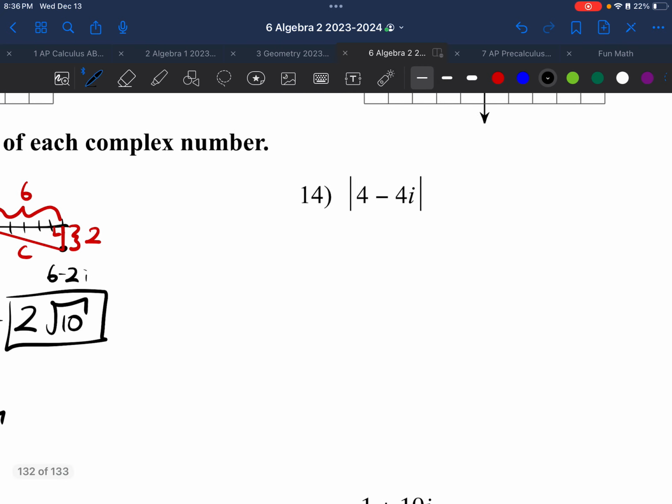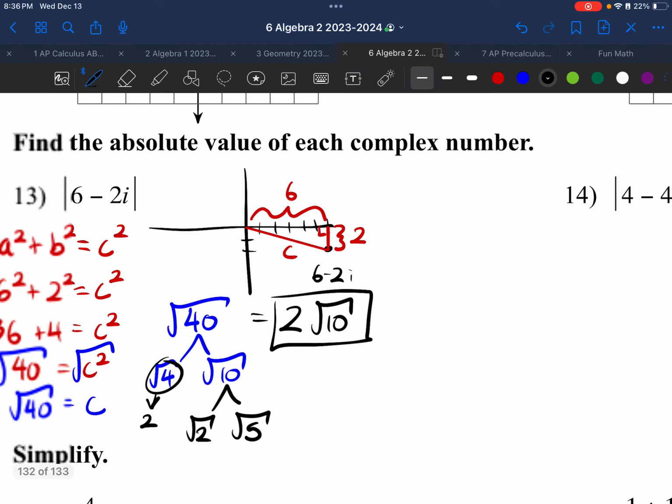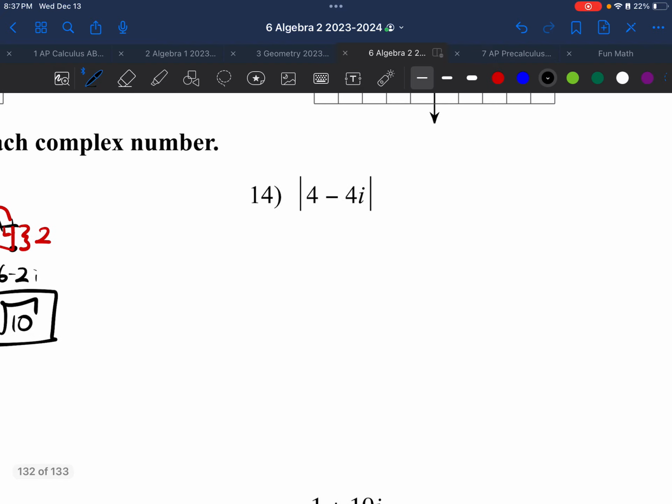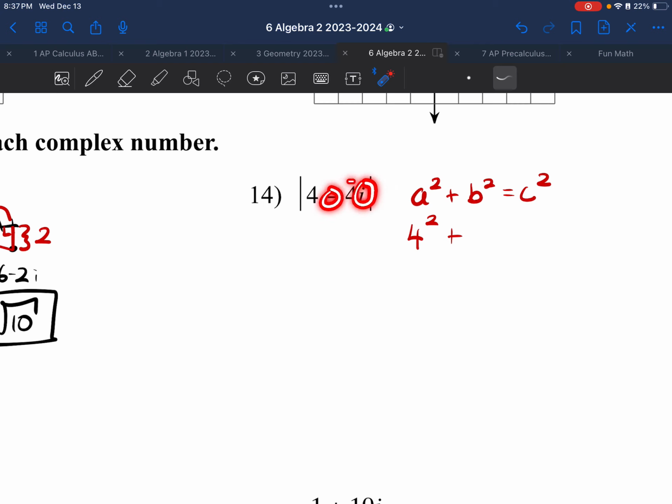In number 14, I'm doing the same thing. I used a graph last time, but this time I'm going to take my shortcut and simply plug into the Pythagorean theorem. Again, the Pythagorean theorem is a squared plus b squared is equal to c squared, where c is my answer. A is going to be 4 squared. B, again, I ignore the negative, and I'm just pulling out the 4, and I'm leaving it here. 4 squared, and that's equal to c squared.